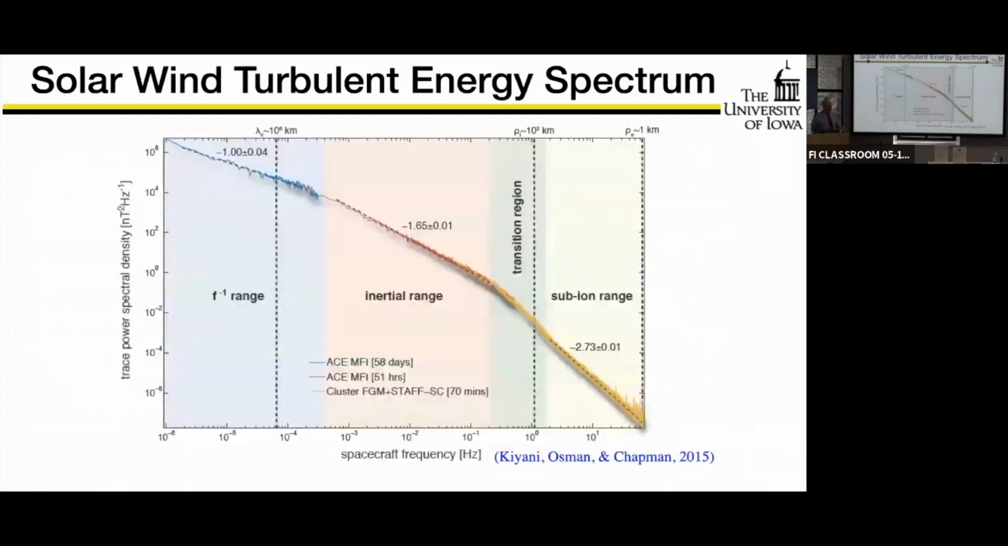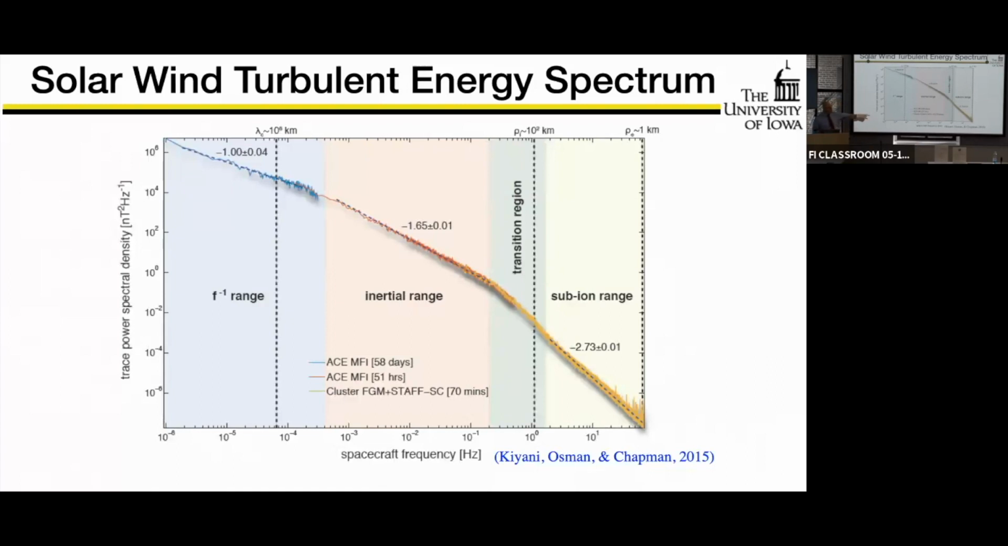Here's an example to start a little closer to home: the solar wind turbulent magnetic energy spectrum. You fly a spacecraft outside of the magnetosphere, beyond the bow shock into the free solar wind, and measure the magnetic field fluctuations as the solar wind streams by at 500 kilometers per second. You get a time series of magnetic field measurements, you Fourier transform that, and you generate something like this: a magnetic energy frequency spectrum.